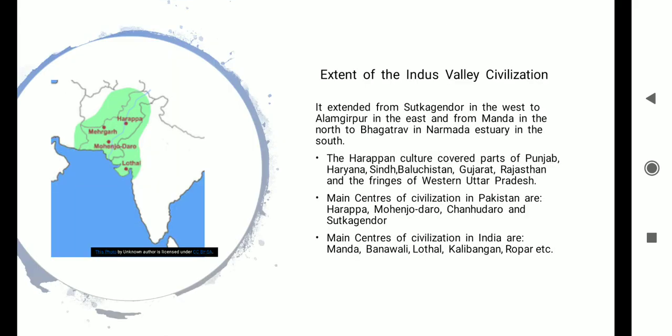Extent of the Indus Valley civilization. Extent means the area where it flourished and developed. Indus Valley civilization extended from Sutkagendor, which is in Baluchistan in the west, to Alamgirpur, which is in UP in the east, from Manda, which is in Jammu in the north, to Bhagatrav near Narmada in the south. Important towns are Harappa, Mohenjo-daro, Kalibangan, Lothal, etc.